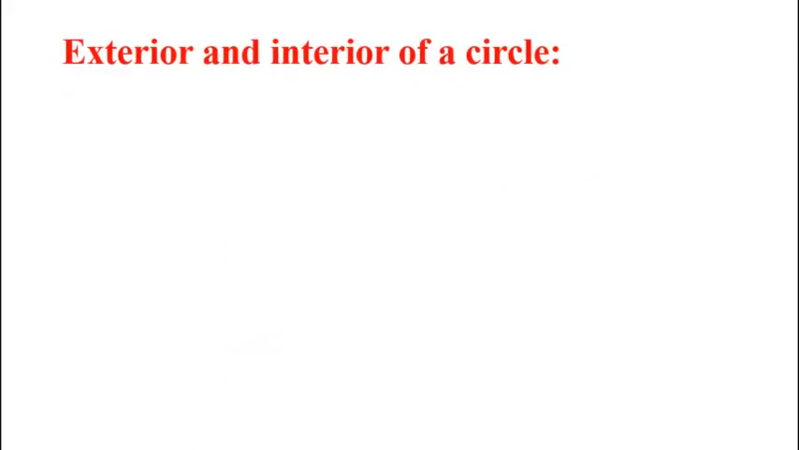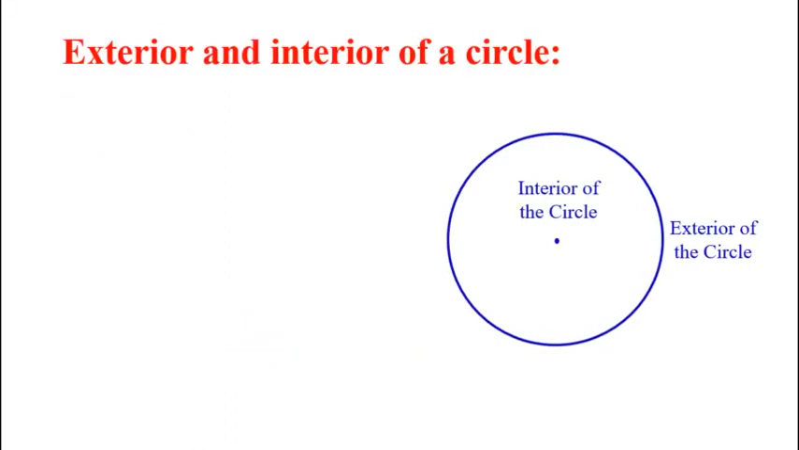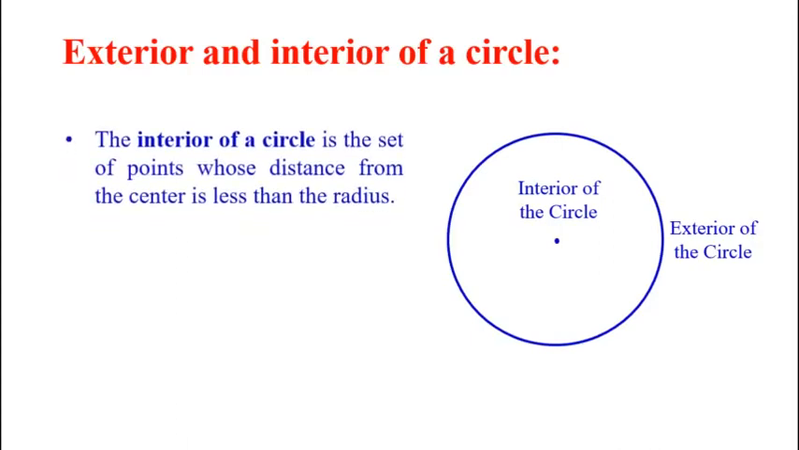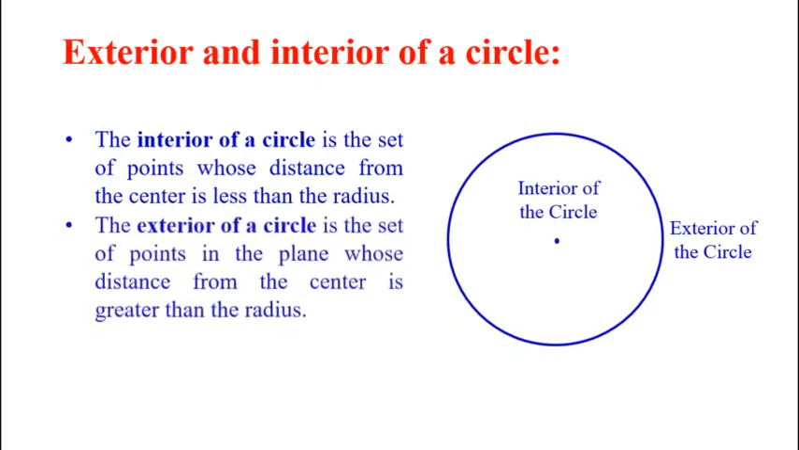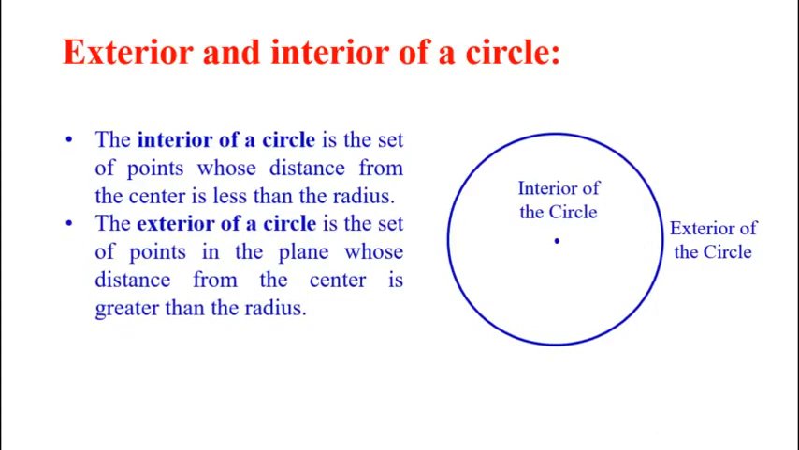Then exterior and interior of a circle. Here in this figure, the interior part of a circle and the exterior part of a circle are shown. The interior of a circle is the set of points whose distance from the center is less than the radius. And the exterior of a circle is the set of points in the plane whose distance from the center is greater than the radius.